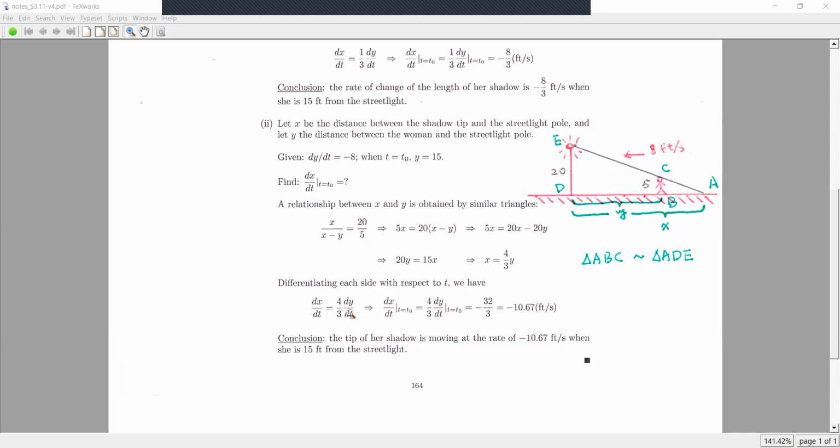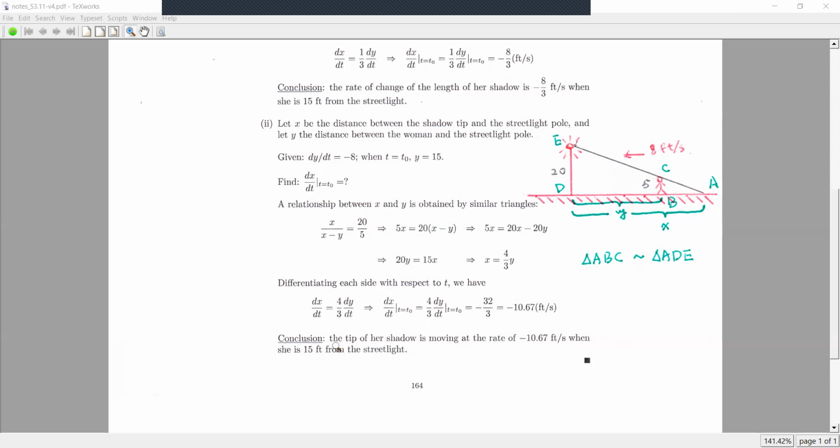Evaluate both sides at the time t0. dy/dt is negative a, which doesn't depend on the time. Plug in negative a for dy/dt here, then I have this equation. This number is negative 10.67.